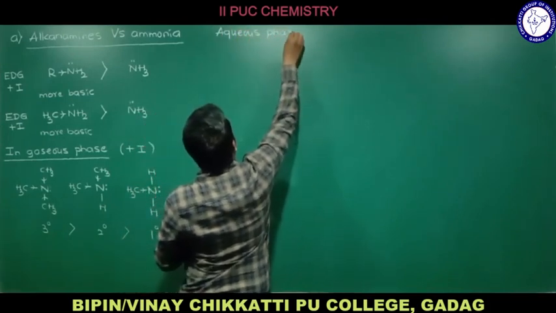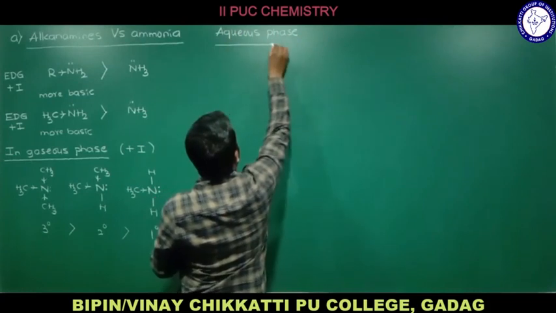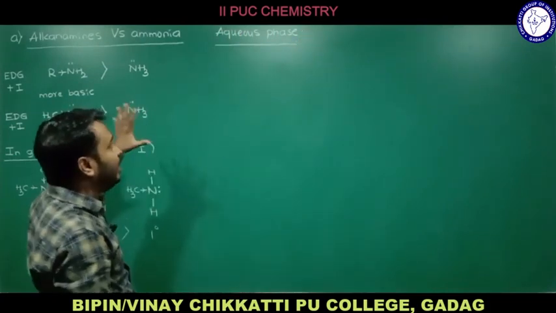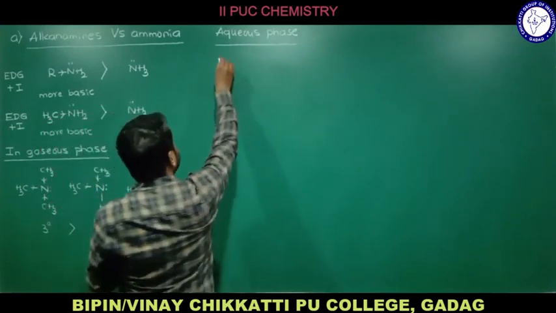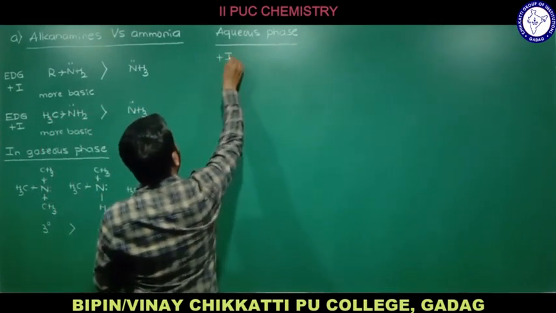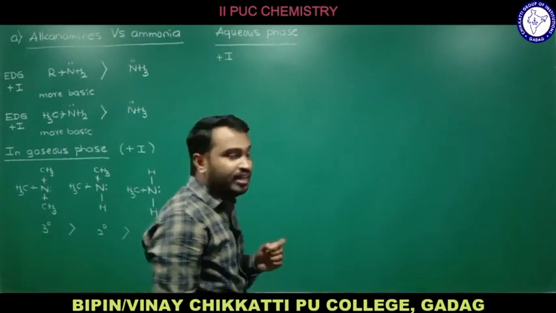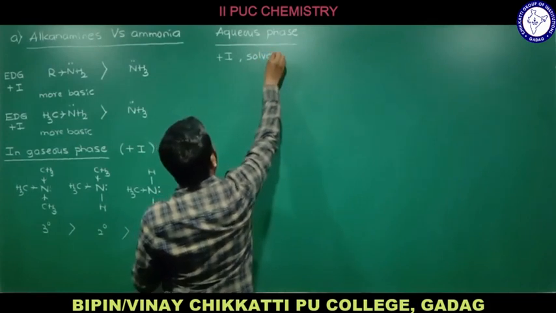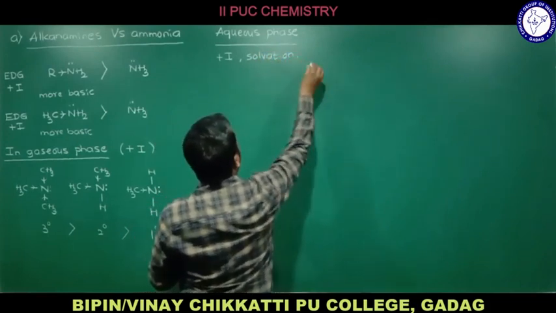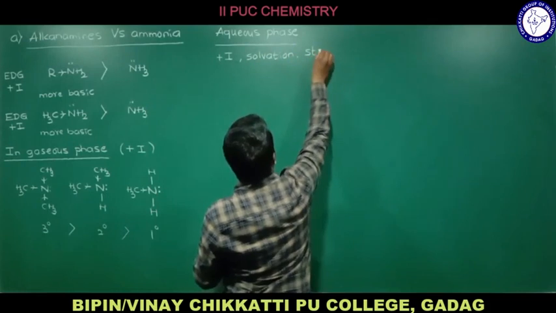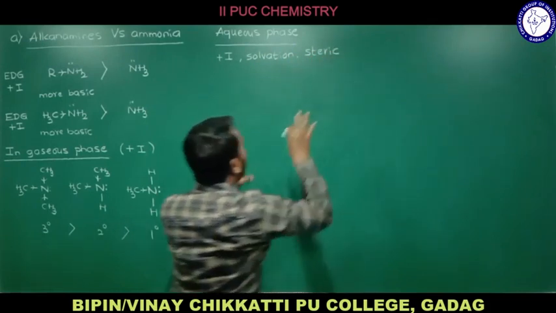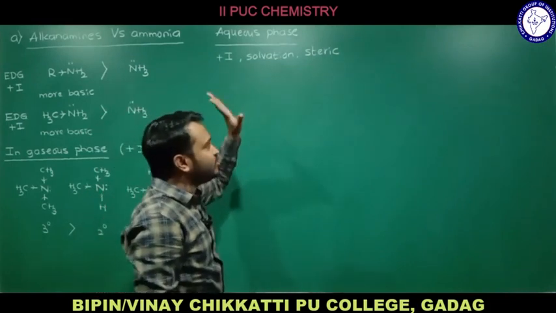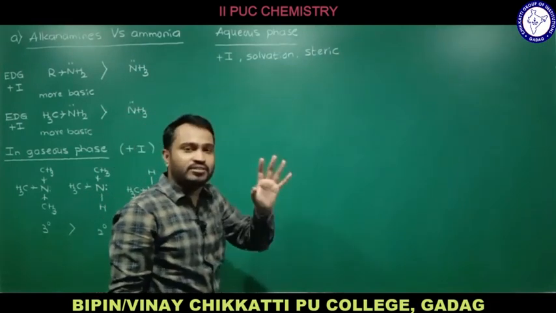In the aqueous phase, how can we explain the basic nature of amines? Remember that we are talking about aliphatic amines. The basic nature will depend on the plus I effect, as I explained, and it also depends on 2 more effects. So 3 effects I am going to consider: the plus I effect, the solvation effect, and the steric effect or steric hindrance.